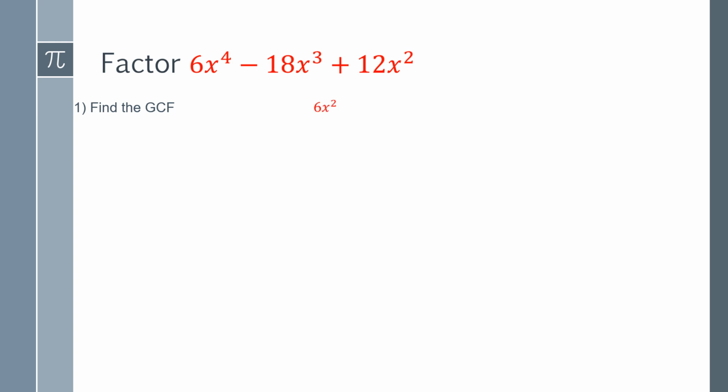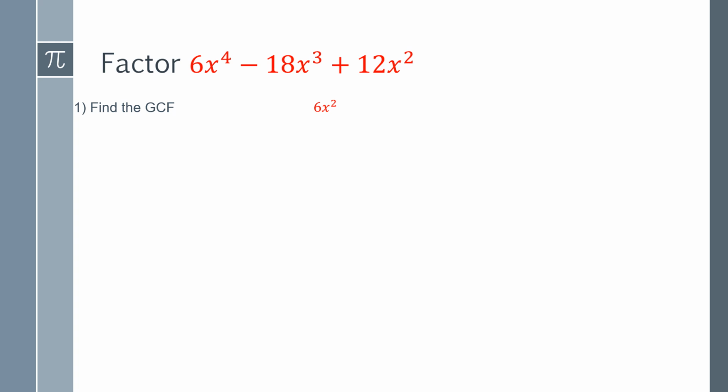You realized that the greatest common factor was 6x squared because 6 goes into 6, 18, and 12, and each term has at most an exponent of 2. Before you could get to x cubed, you've got to get to x squared first. Before you could get to 4, you've got to get to 2. Therefore, it has 2 as the greatest common factor.